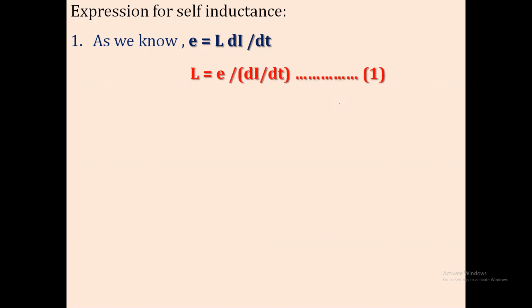Okay, out of that, our first form is E is equal to L di by dt. And when I want the equation for the self-inductance, I just transfer di by dt to the left-hand side, so that my first equation for the self-inductance should be L is equal to E upon di by dt. This is the first form of self-inductance.